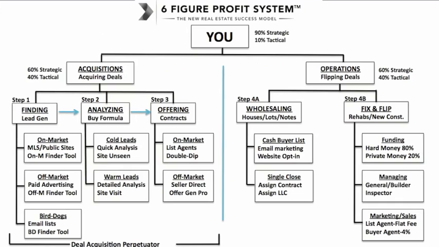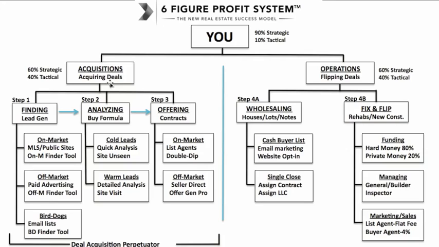So to start out here, remember, this is our blueprint, right? This is our 6-figure profit system blueprint, or mind map, or overview of how this works. And again, you are here at the top, right? And your role in this business is to be very strategic. It's to oversee and manage the different aspects of the business, the different what we call departments of the business. And you should be primarily in a very strategic role, only 10% tactical, which is the day-to-day aspects of the business.